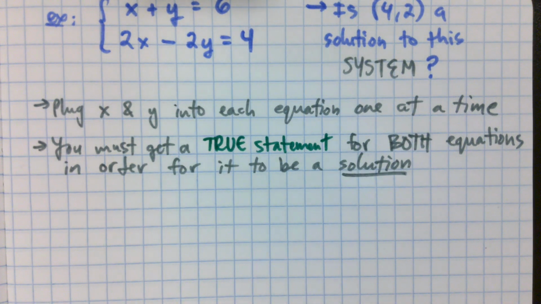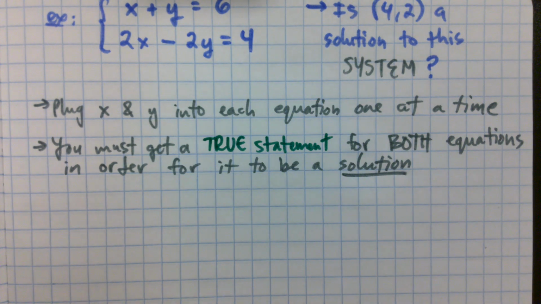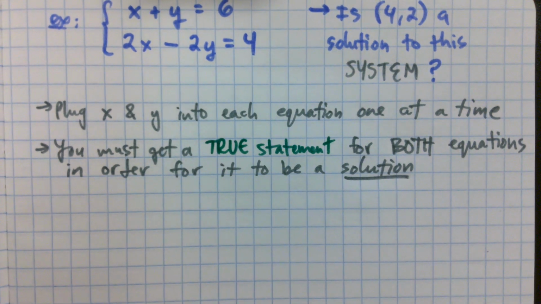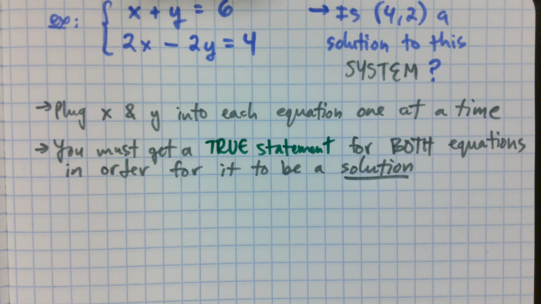So we're just going to plug our x and y into each equation one at a time. It's like 2 problems in one. But the trick here is we have to get a true statement for both equations if we want that point to be a solution for the system itself. So we plug it into our first equation and we get a yes. Plug it into our second equation and get a no. It's not going to be a solution. Even though it works with one of them, it has to work with both.